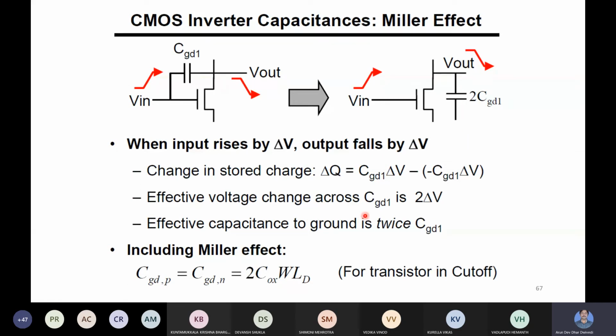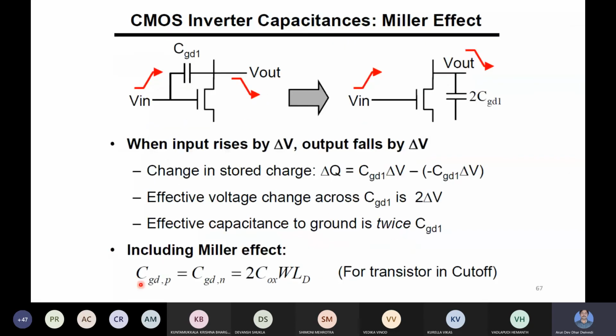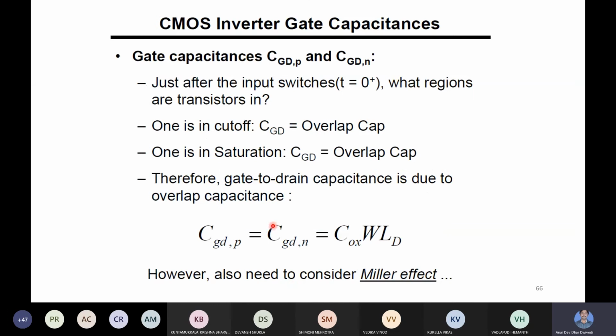So if you are considering the Miller effect, then instead of getting COXW into LD only, we get CGDP and CGDN equal to 2 times COXW into LD, due to the Miller effect. LD is the overlap distance of the source side or drain side with the gate. So for a transistor in cutoff we consider it like that, because then only overlap capacitances are considered. Only overlap capacitances we have considered, because we are considering a cutoff situation.